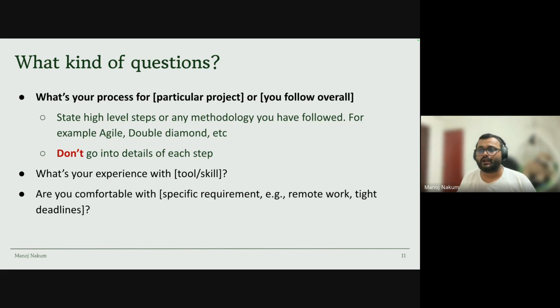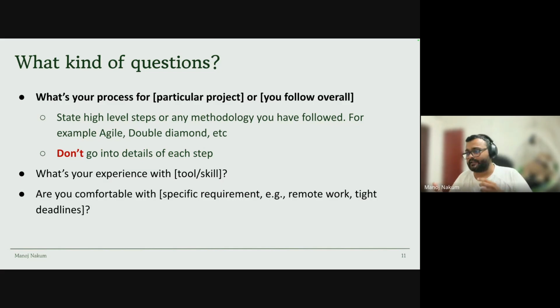And sometimes, particularly at the end of the interview, they will ask questions just to gauge your interest, or to see what kind of behavior you showcase when you are under a tight deadline, or if you receive negative feedback, or if you are okay with remote work or in-office work, right? This kind of question is put at the end just to test your behavioral skills.